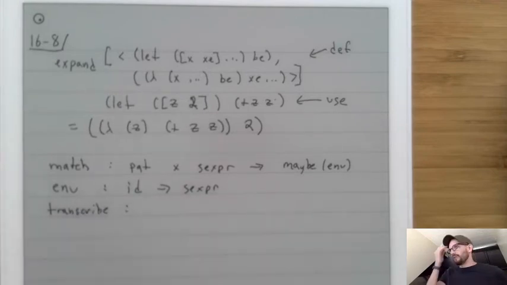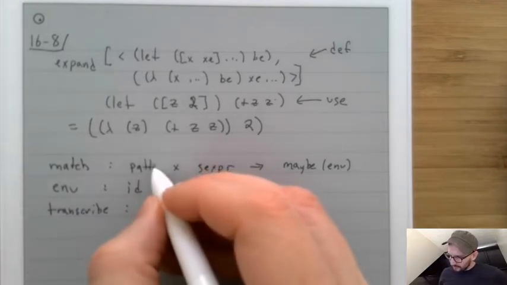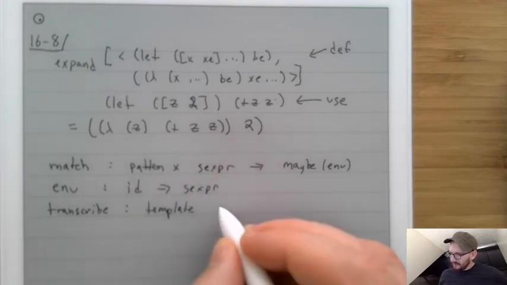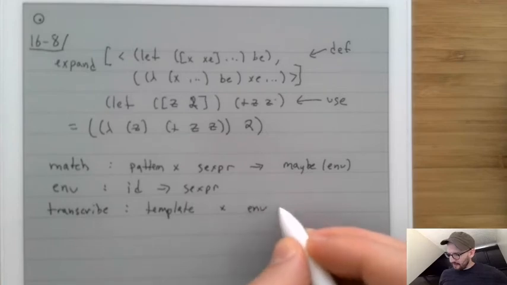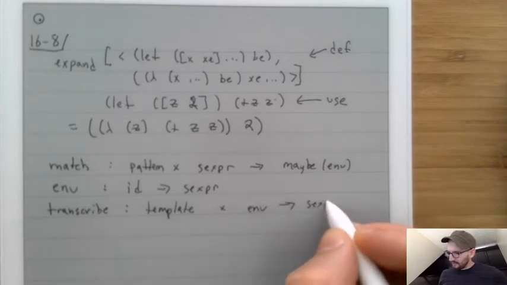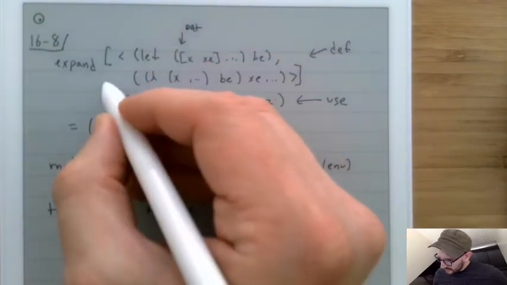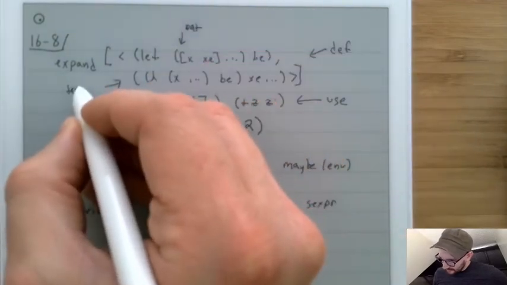And what it's going to do is it's going to take a template and an environment, and it's going to return an S expression. Recall that this part right here is a pattern, and this part right here is a template.